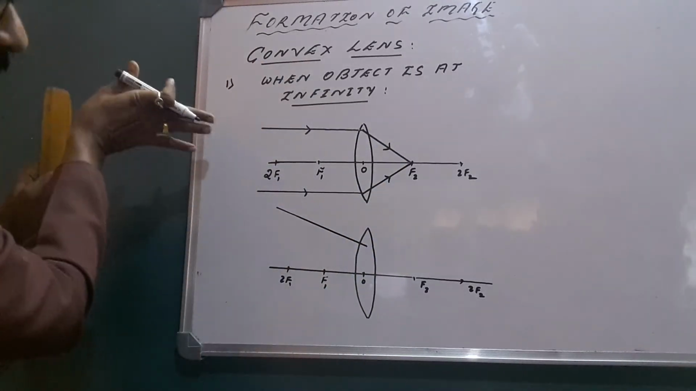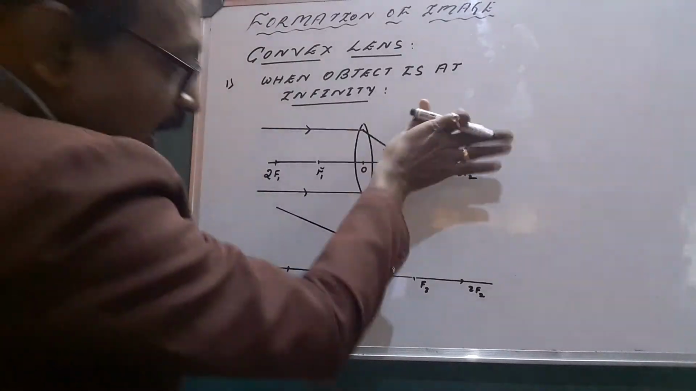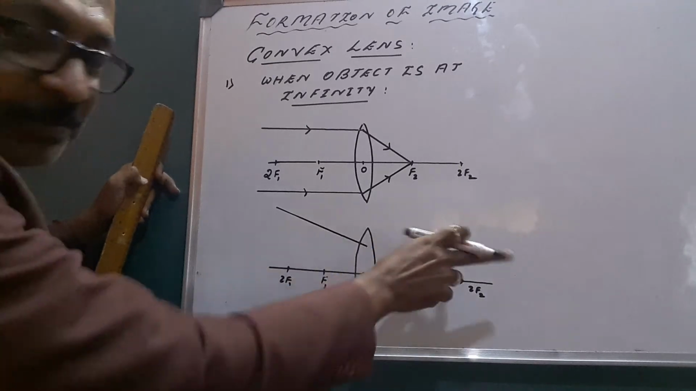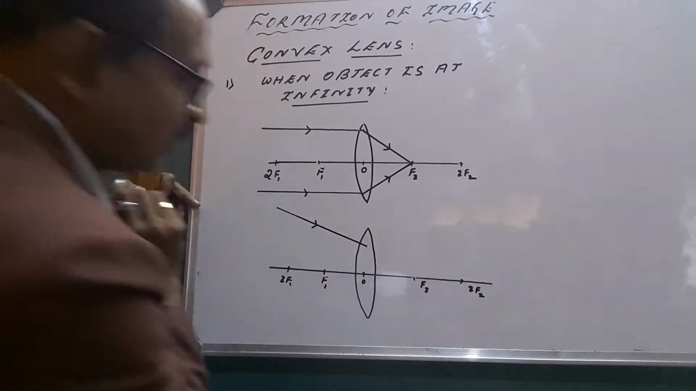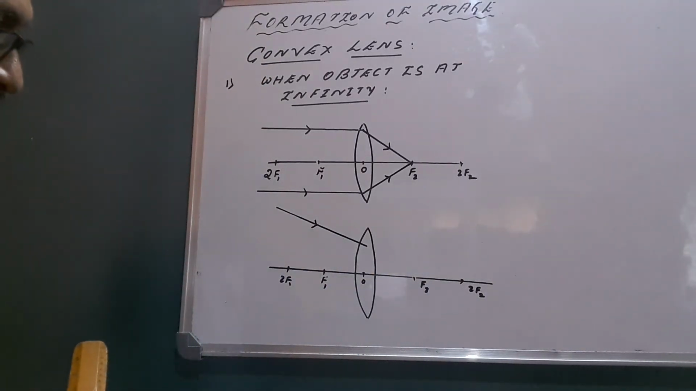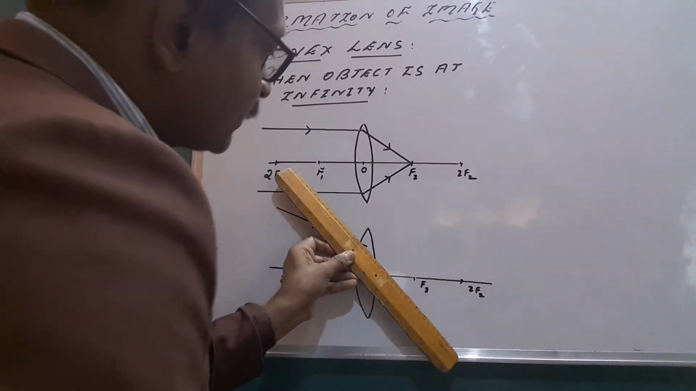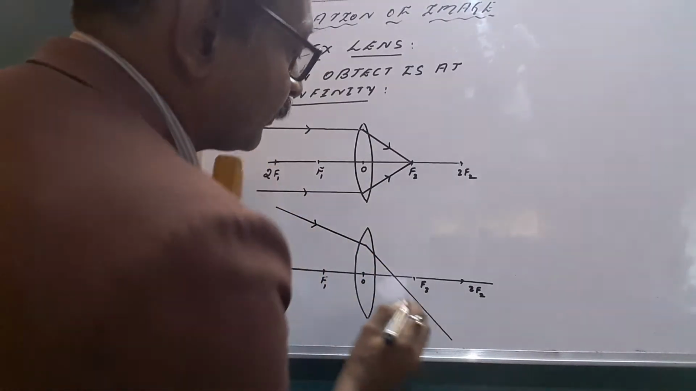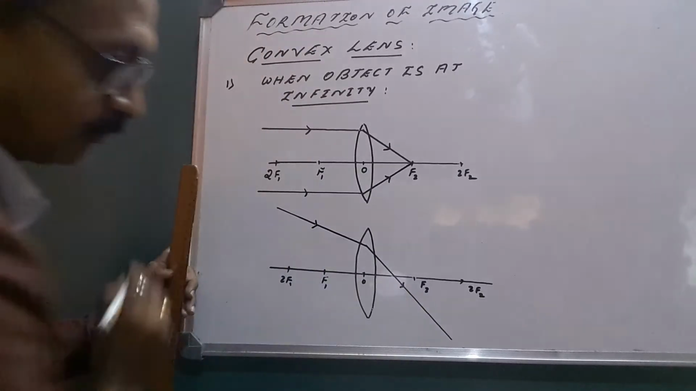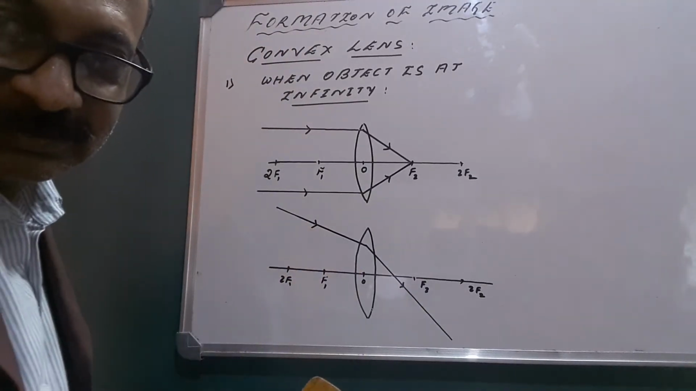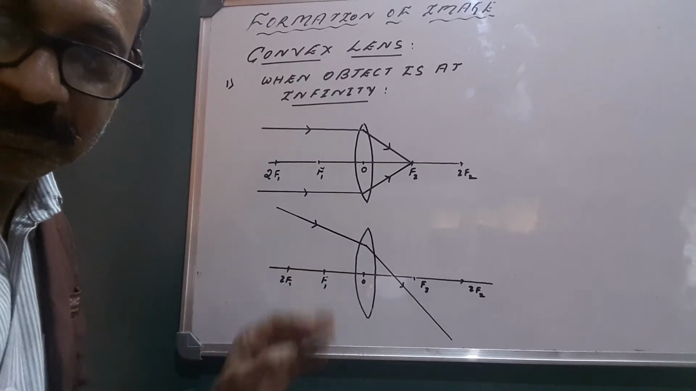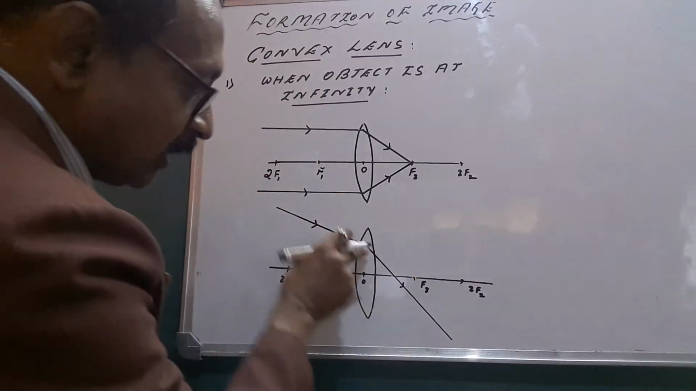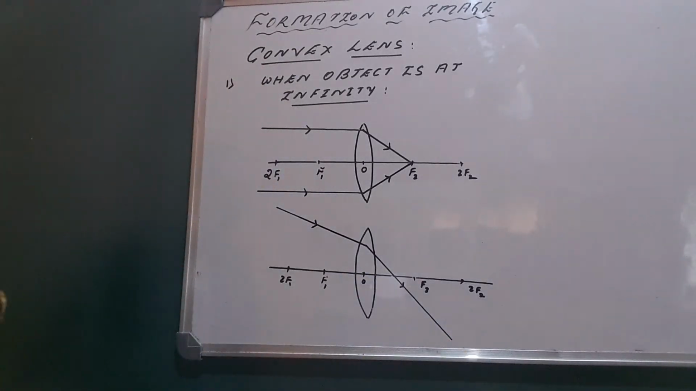A ray of light is coming like this. Here it is not parallel to the principal axis; it is oblique to the principal axis. So where will it go? It goes in this manner, because it is oblique. If it were parallel, it would move through the focus. But it is an oblique ray, so it goes this way.